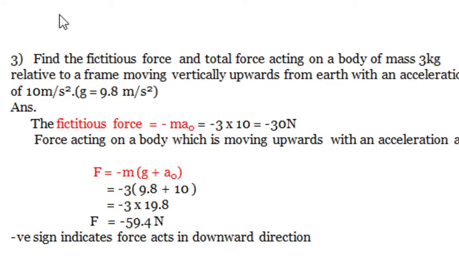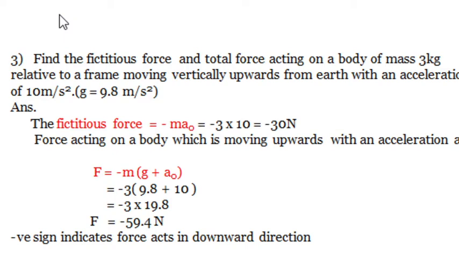Find the fictitious force and total force acting on a body of mass 3 kg related to a frame moving vertically upward from earth with an acceleration of 10 meter per second square. g should be taken as 9.8 meter per second square. In this case, a frame is moving in the vertically upward direction from the earth with an acceleration of 10 meter per second square. Here we have to calculate the fictitious force and also the total force acting on the body.